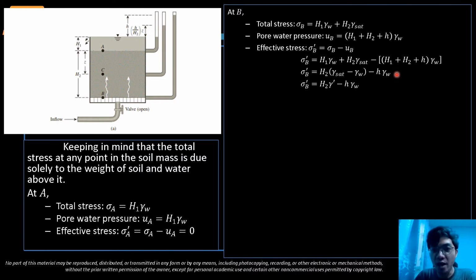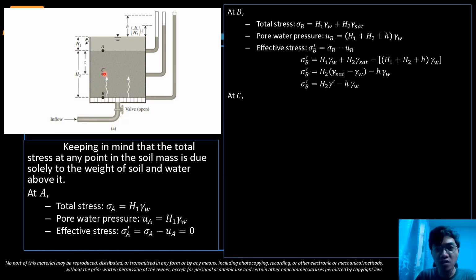Alright, so simplify mo pa ito, class. So, simplifying this, itong gamma sat minus gamma water, class, yan ay effective unit weight. So, yan ay gamma prime. Tama. Alright, so class, ito na yung effective stress at point B. Now, dito na tayo sa point C.